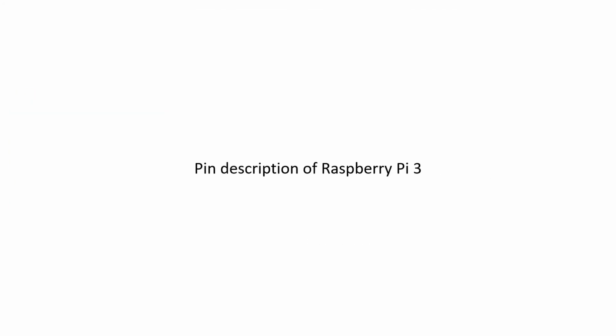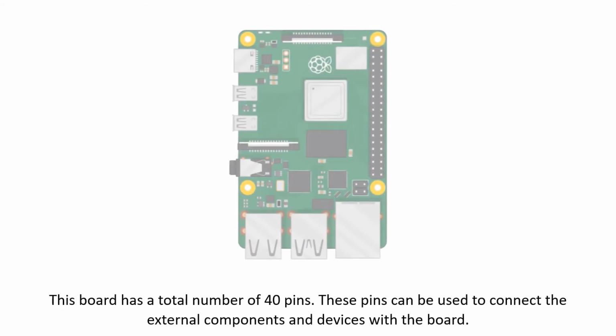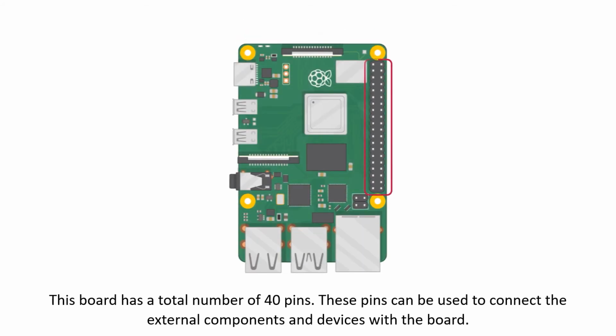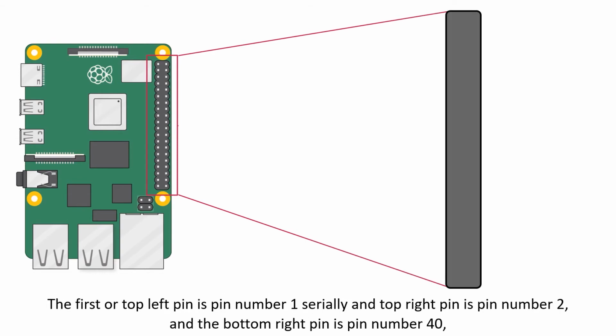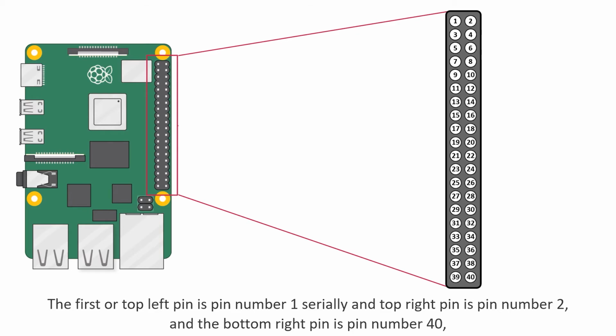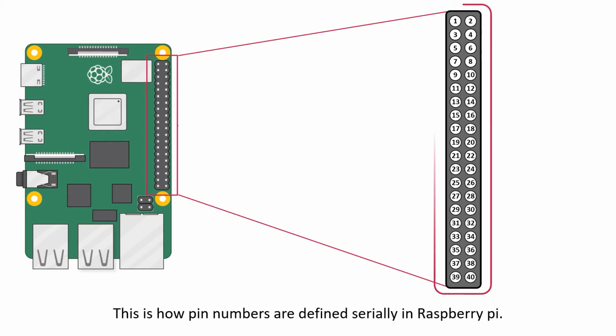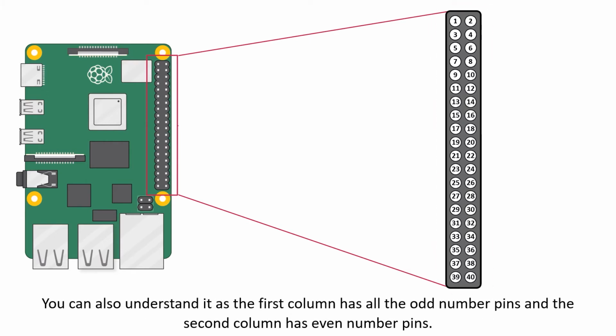Pin description of Raspberry Pi 3. This board has a total number of 40 pins. These pins can be used to connect the external components and devices with the board. The first or top left pin is pin number 1 in a serial manner and the top right pin is pin number 2. The bottom right pin is pin number 40. This is how pin numbers are defined in a serial manner in Raspberry Pi. You can also understand it as the first column has all odd number pins and the second column has even number pins.